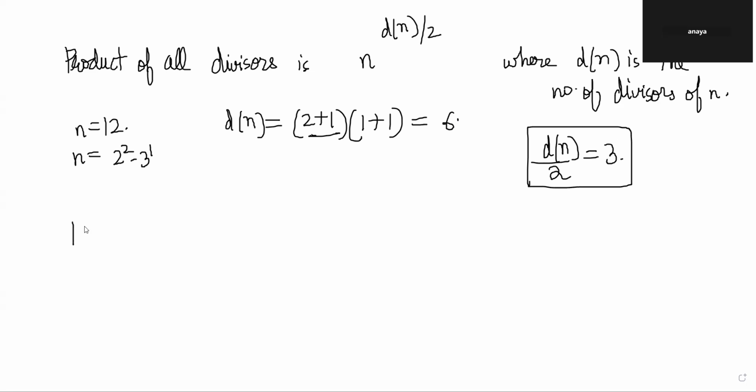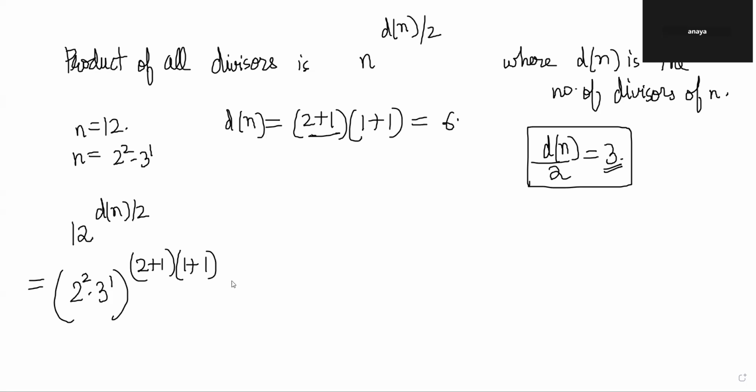And let's find out 12 to the power dn by 2. But let's understand how it will come. So 12 is 2 square into 3 power 1. And dn by 2 we will not write as 3, that will defeat the purpose. We'll write it as 2 plus 1 into 1 plus 1, or we can write it as 3 into 2. So this is dn by 2, right?